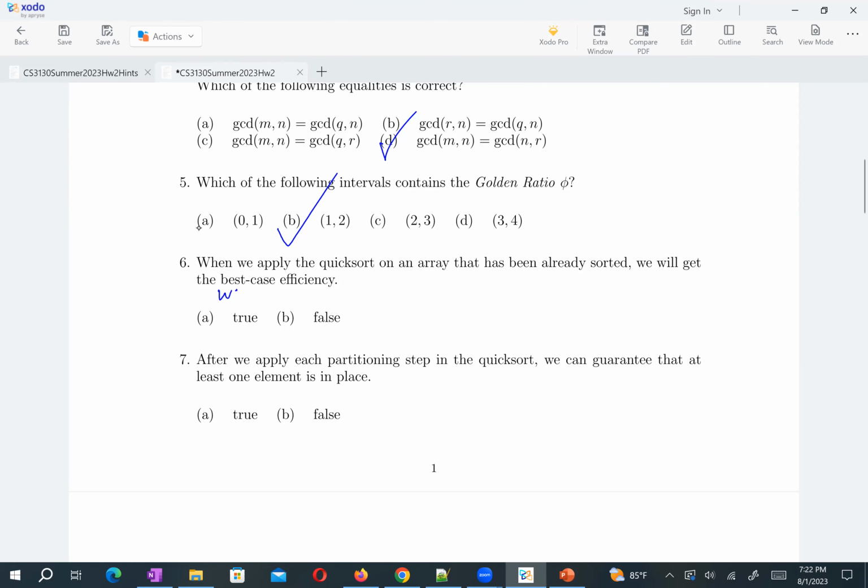So worst case. Why? Because of unbalanced partition, extremely unbalanced partition. False. After we apply each partitioning step in quicksort, we can guarantee at least one element in place. True. The pivot, remember? At least that pivot is in place.